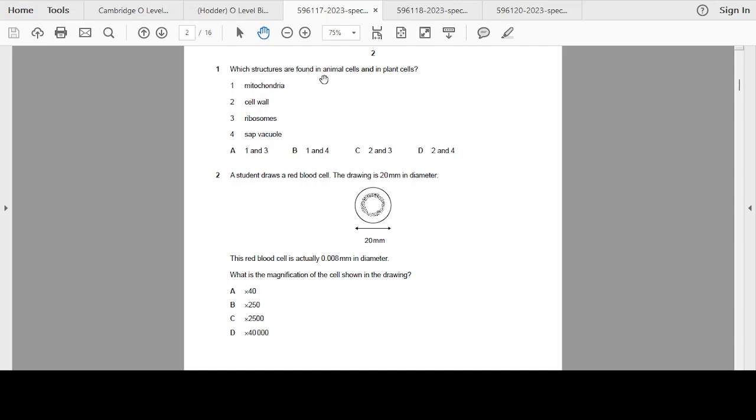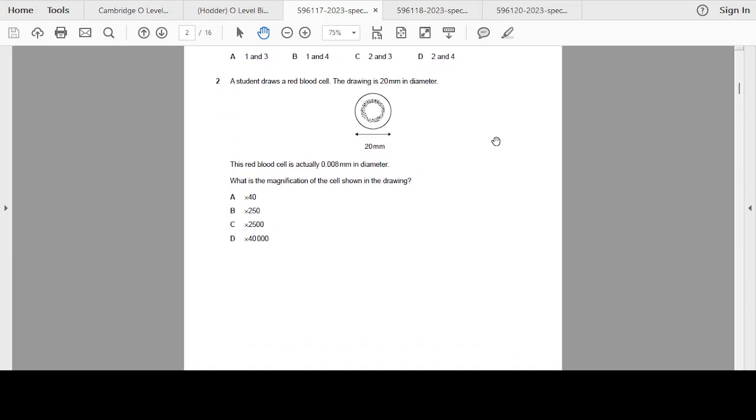So which structures are found in animal cells and plant cells? You got mitochondria, yes. Cell walls, no, not in animal cells. Ribosomes, yes. Sap vacuole, no. So this is 1 and 3. So that's A. Now we're not going to solve this. That was just an example.